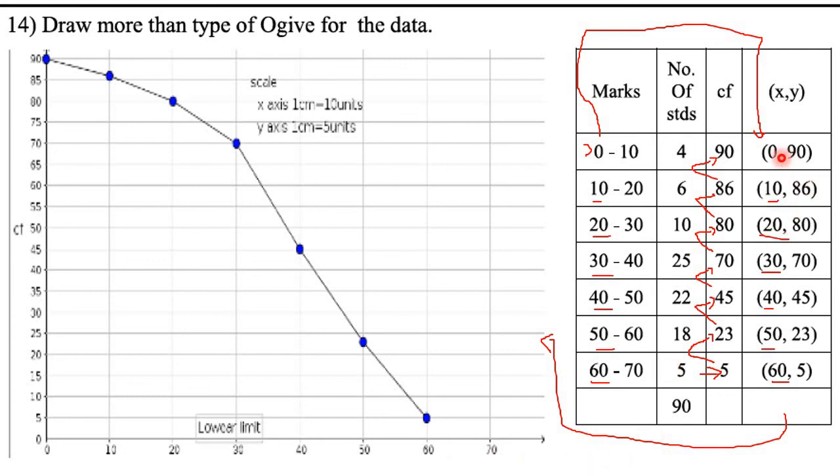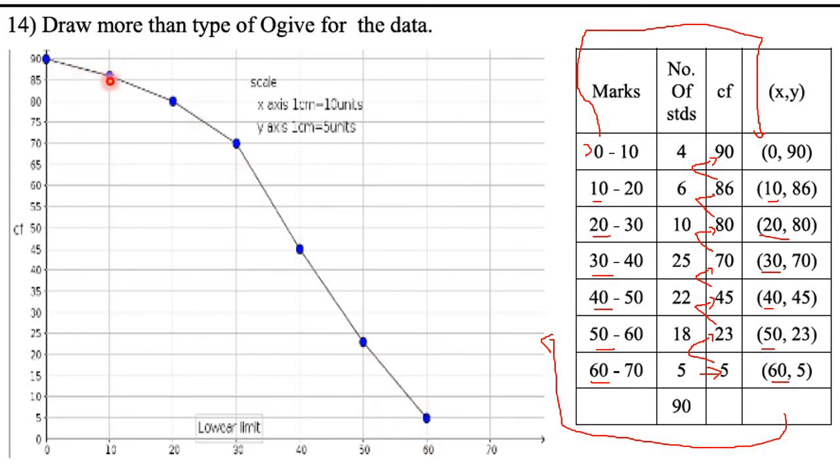Now the first point is 0, 90. Second point 10, 86. Then 20, 80 is the third point. Then 30, 70. Then 40, 45. Then 50, 23. Then 60, 5.